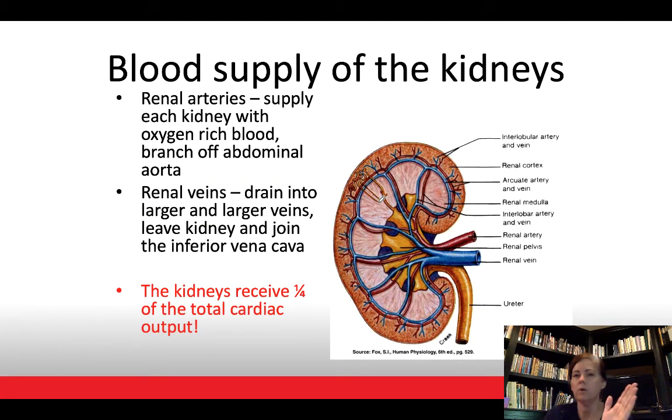Okay, so talking about blood supply of the kidneys. Again, like we talked about before, kidneys, they are like powerhouses. So they're taking like a quarter of the total cardiac output of our body. So they are hardworking.